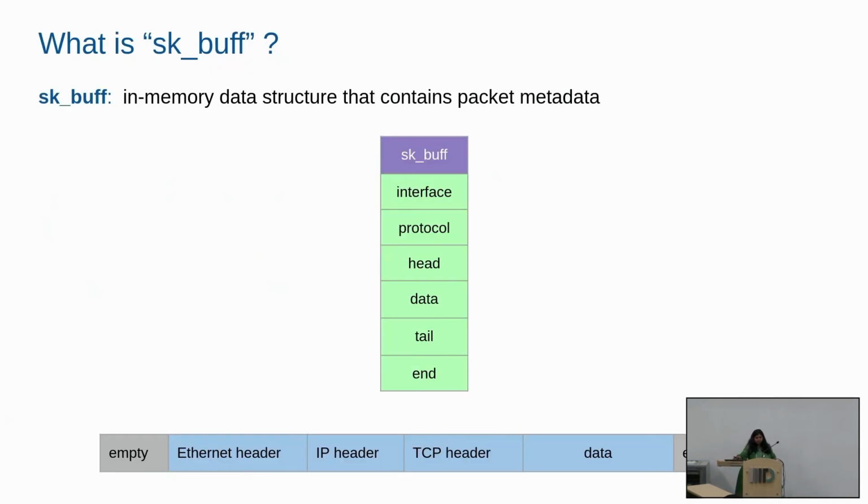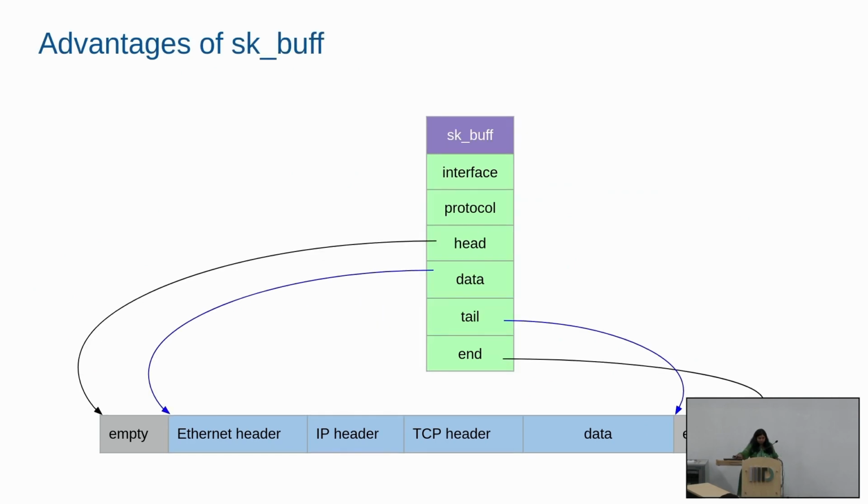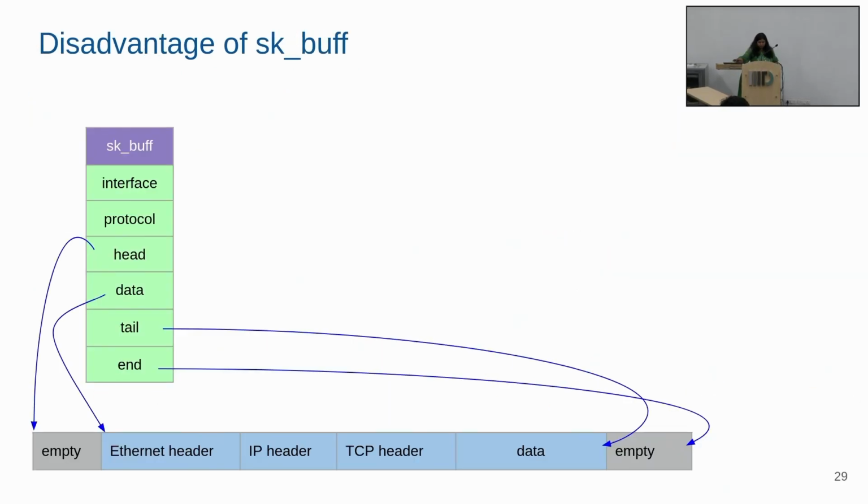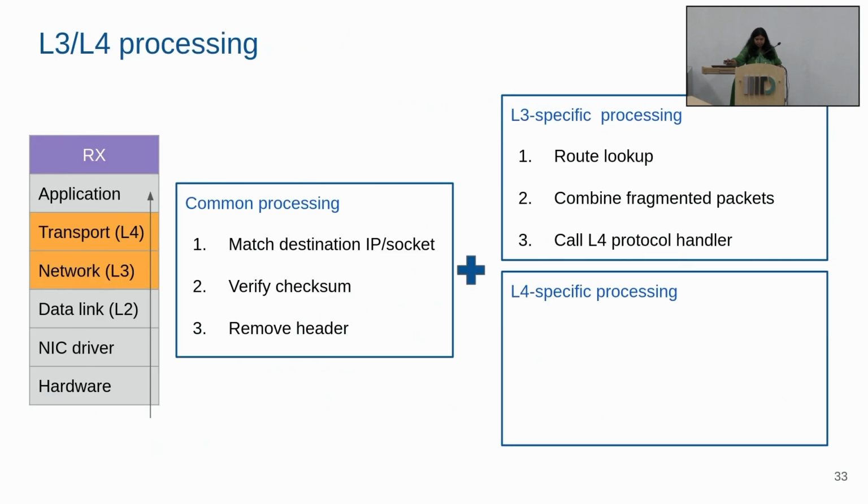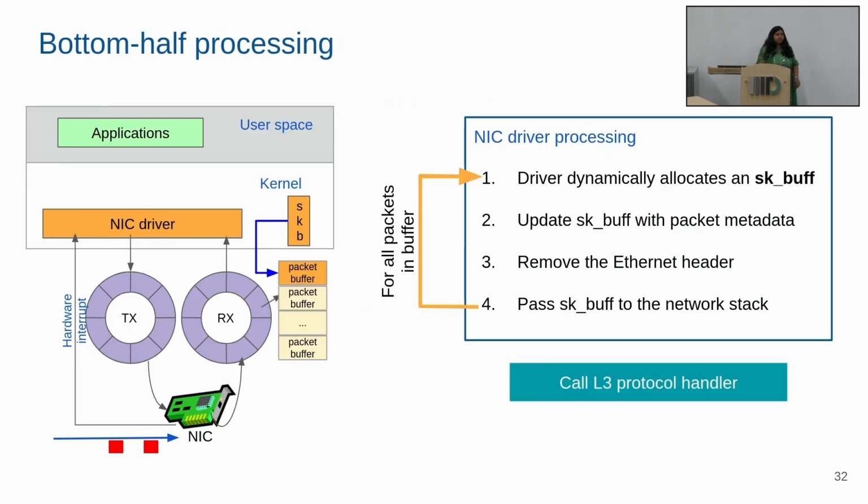Okay, let's move forward. So in bottom half processing, after this escape buffer allocation is done, which the driver does, it's a dynamic allocation, and that means it will be stored in the heap memory. This escape buffer is updated with the packet metadata. We saw what the metadata was.